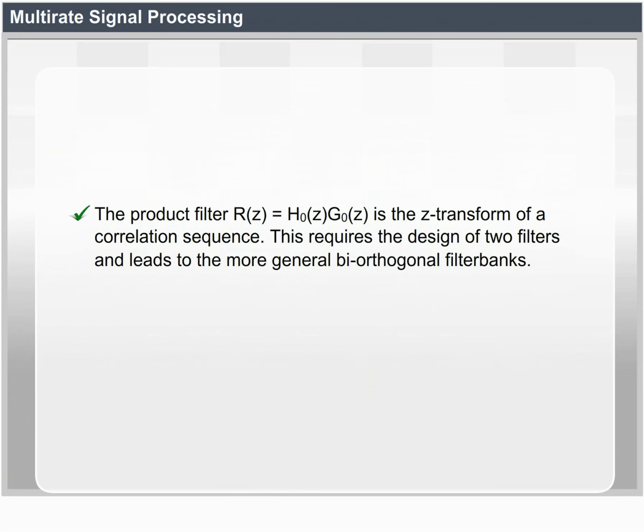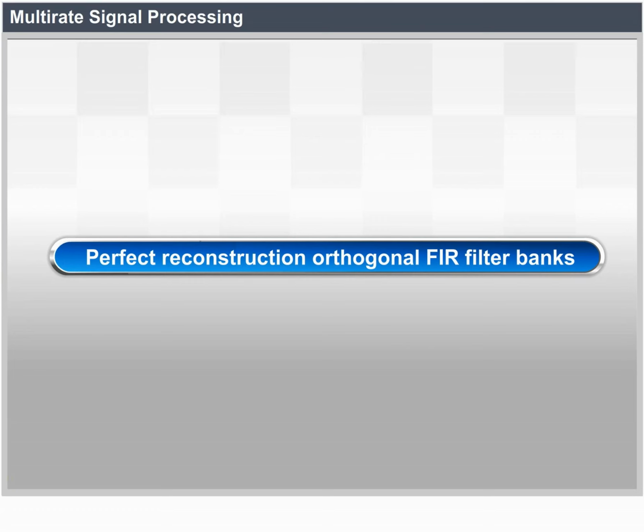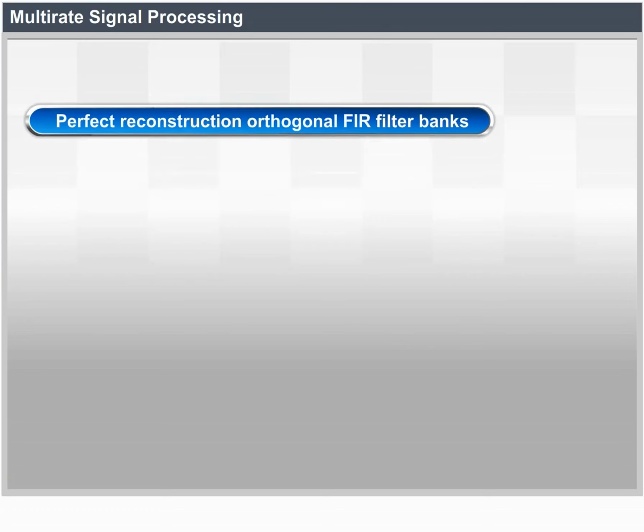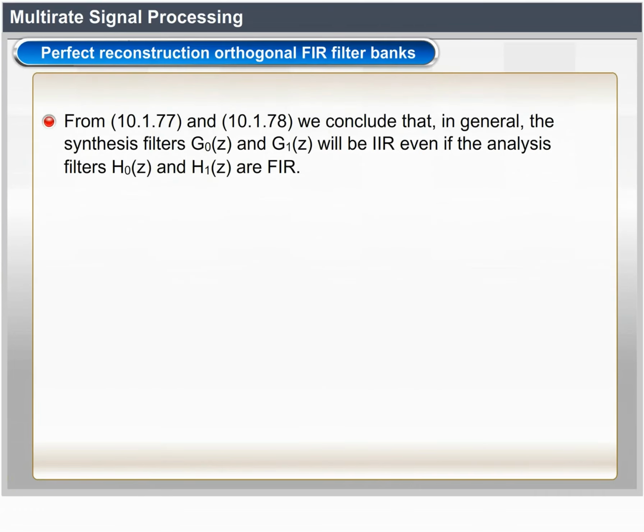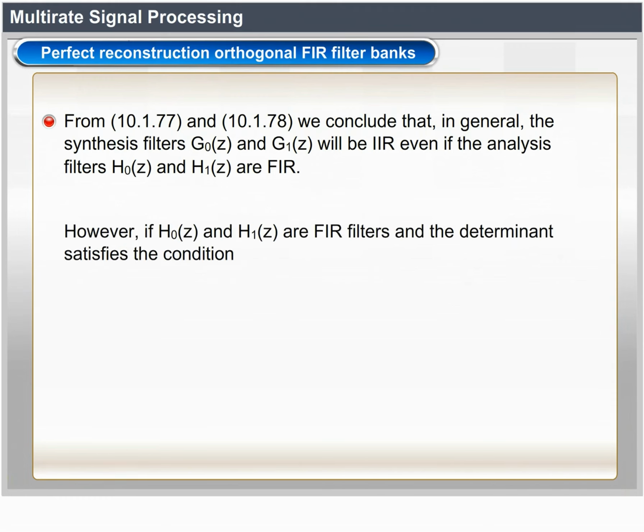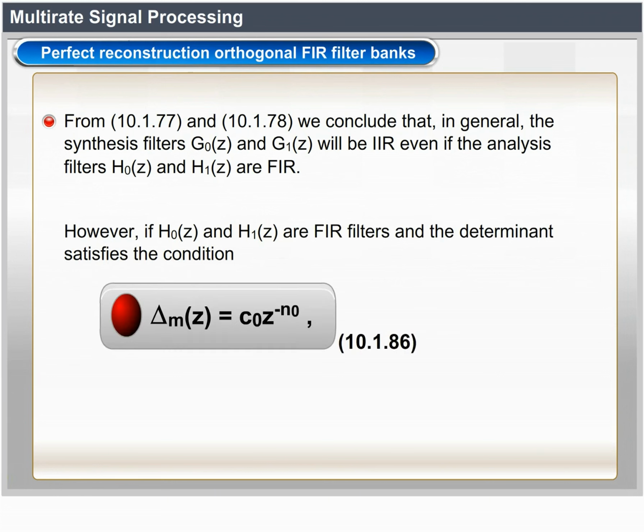From 10.1.77 and 10.1.78, we conclude that in general, the synthesis filters G0(z) and G1(z) will be IIR, even if the analysis filters H0(z) and H1(z) are FIR. However, if H0(z) and H1(z) are FIR filters and the determinant satisfies the condition delta_M(z) = c0 z^-n0, called equation number 10.1.86, the synthesis filters obtained by 10.1.77 will be FIR as well.